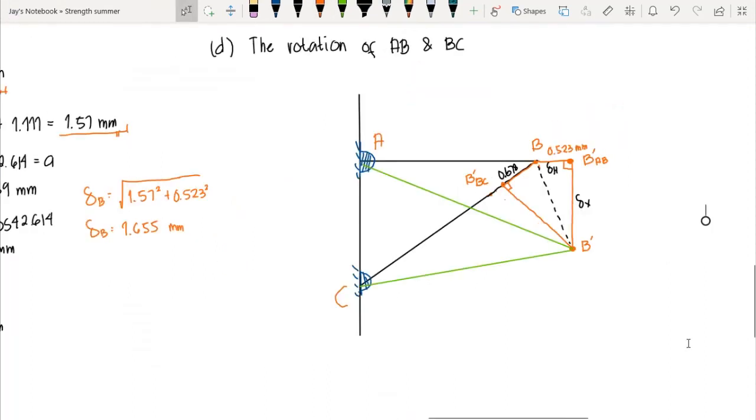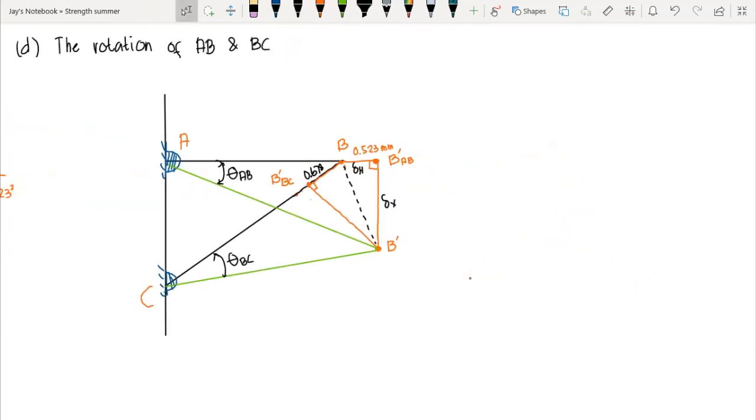Now we have the last part, still on problem number 2: the rotation of AB and BC. Since we know that AB, from its initial position, has this final position, this green one, there is a rotation with respect to A. Let's say that's our theta AB. The same with member BC: after the load P is applied, it goes to this position, the green one. So there is a rotation with respect to C, and let's say that's our theta BC.